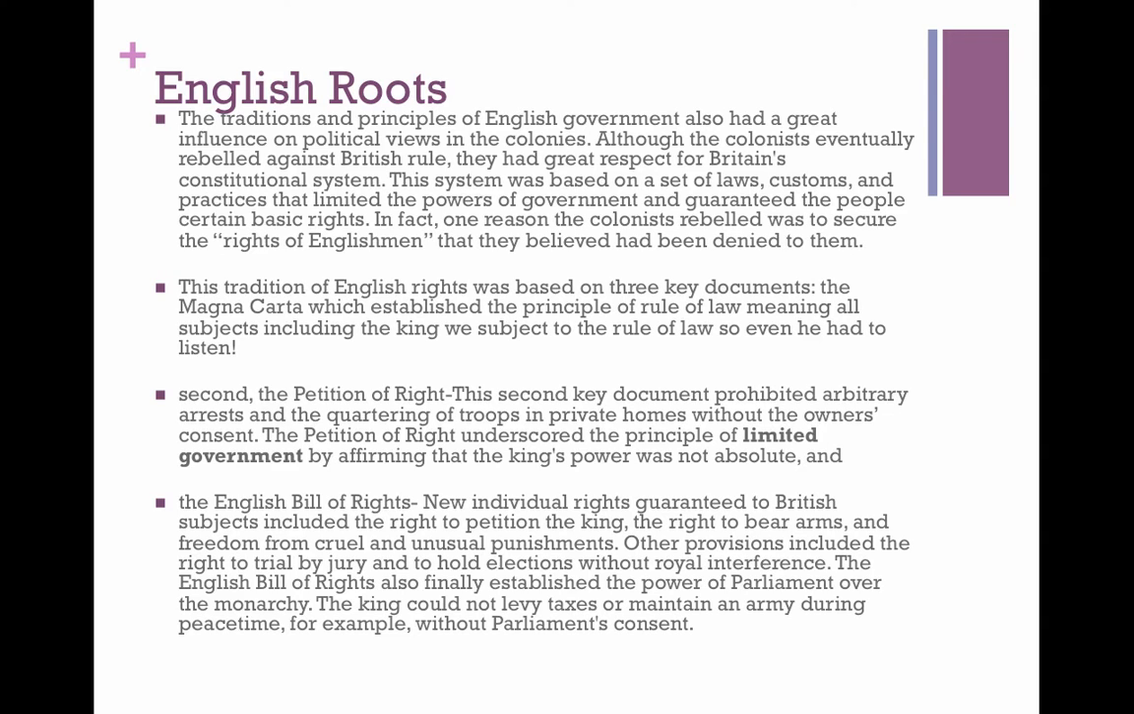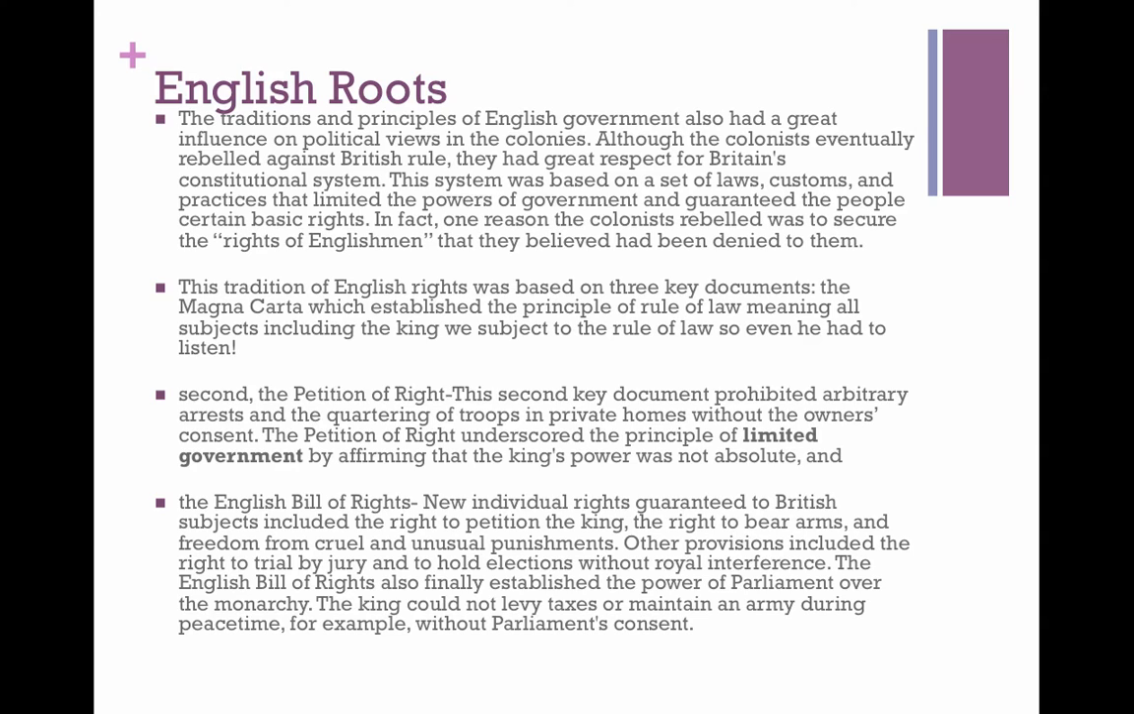Second was the Petition of Right, a document that prohibited arbitrary arrests, which means they couldn't just go out and arrest people because they wanted to. It also prohibited quartering of troops in private homes without the owner's consent. And it also underscored the principle of limited government, which meant that the king's power was not absolute. He did have to answer to the people. He could not do whatever he wanted.